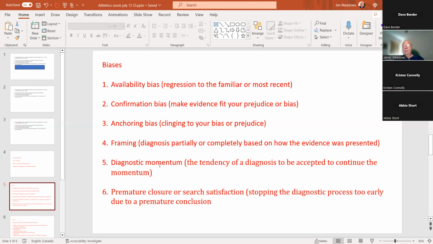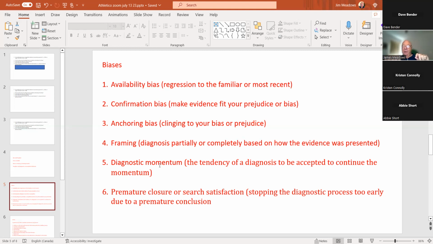But it can also be, and I'm sure you've all done this, you've been on a course about something or the other, and then for the next week or so, all you see are those patients coming into your clinic. This is availability bias. Confirmation bias is where you make your incoming evidence, whether it's subjective or objective, fit your bias or prejudice. Okay, you just make it fit. You confirm your opinion regardless of what the evidence is saying. Now remember, this isn't conscious.